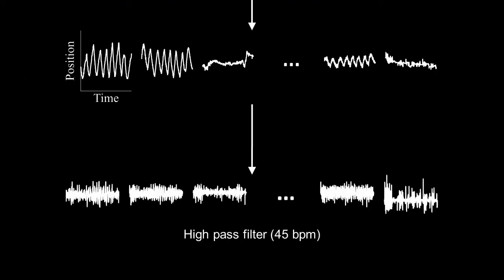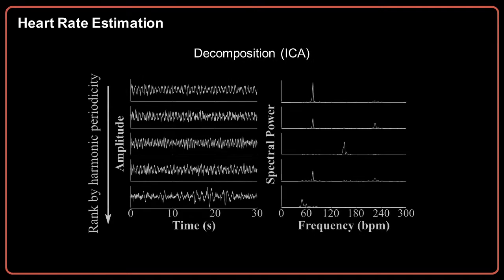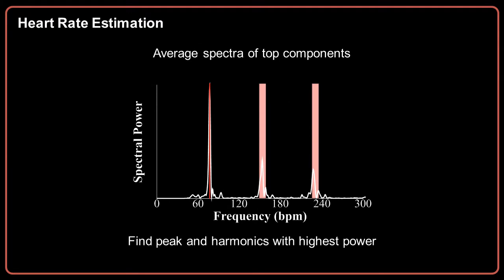For heart rate estimation, we apply a high-pass filter. We again perform a decomposition using independent component analysis. We rank the components by harmonic periodicity, a variant of periodicity that accounts for harmonics. We combine the spectra of the top-ranked components to produce an average spectra. The heart rate estimate is the frequency with the highest power in its peak and harmonics.